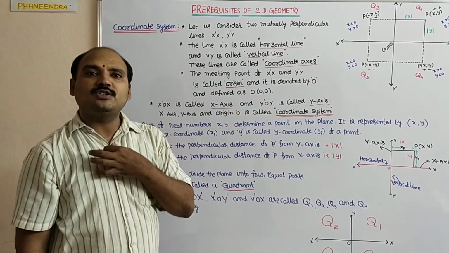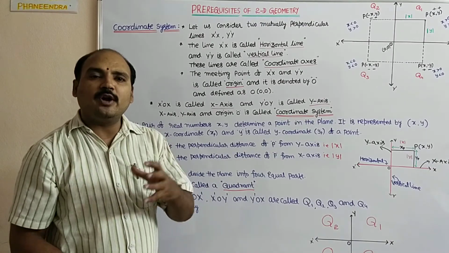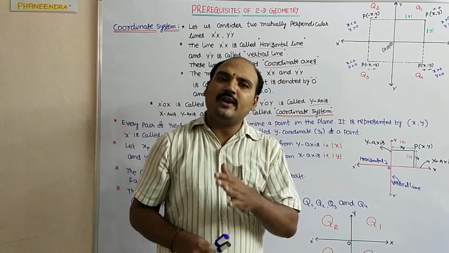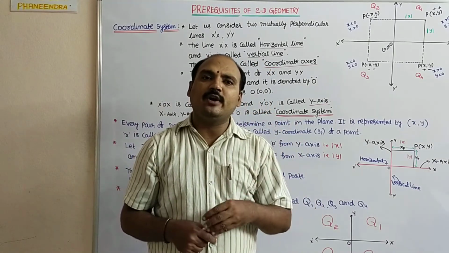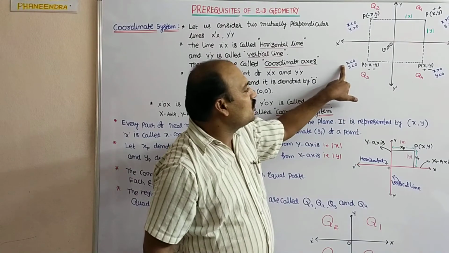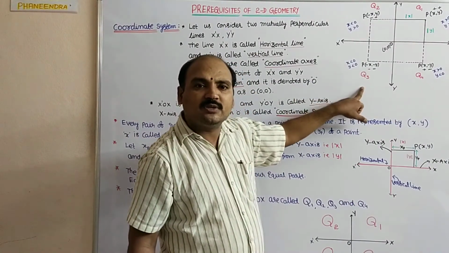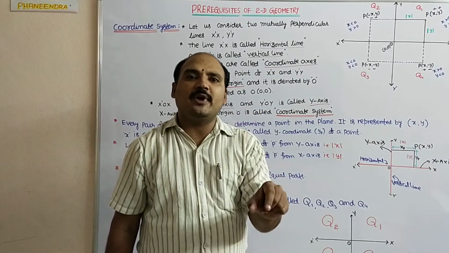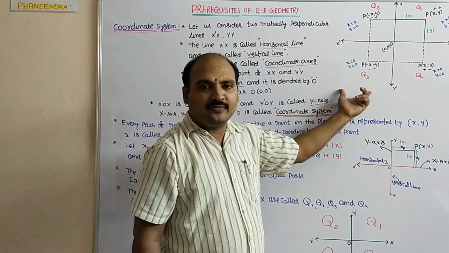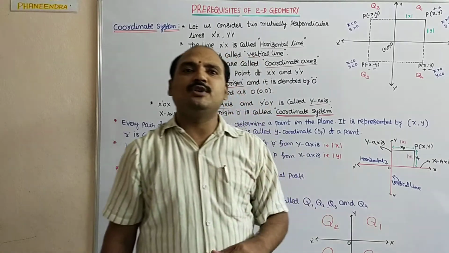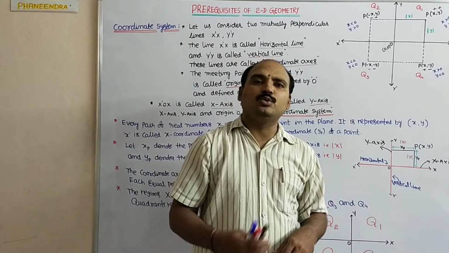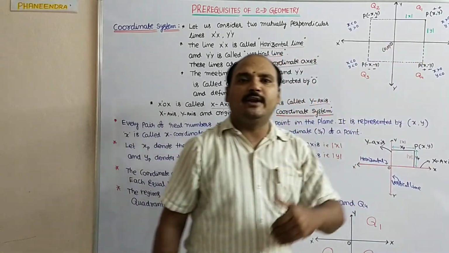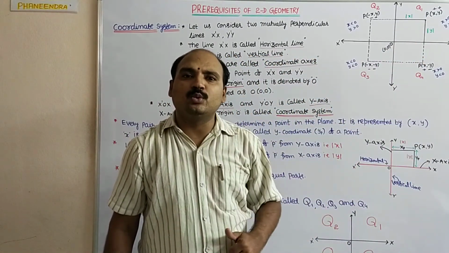For example, minus 2 comma minus 3. Which quadrant does this point belong to? Minus 2, minus 3. Both the x coordinate and y coordinate are negative, both less than 0. In which quadrant is it possible? In quadrant 3. That means the point minus 2 comma minus 3 belongs to Q3. In the same way, 1 comma 2: both are positive. In which quadrant? In the first quadrant.